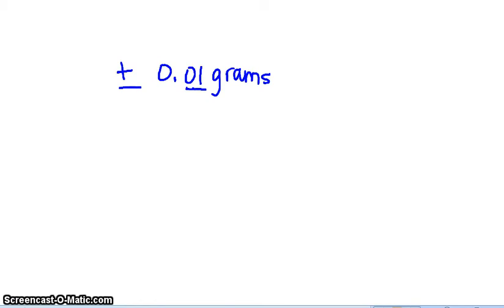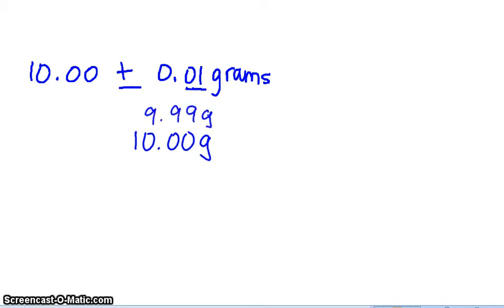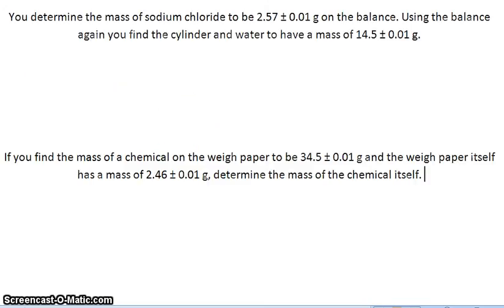So if I went and I weighed 10 grams on this balance, I'd write it like this: 10 grams plus or minus 0.01 grams. So this means that this balance could possibly give you 10 grams, 9.99 grams, or 10.01 grams. So that shows that the balance can go up 0.01 grams, or down 0.01 grams. So we're going to do some examples now.